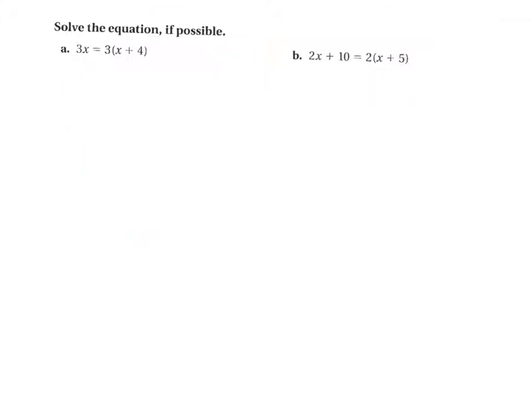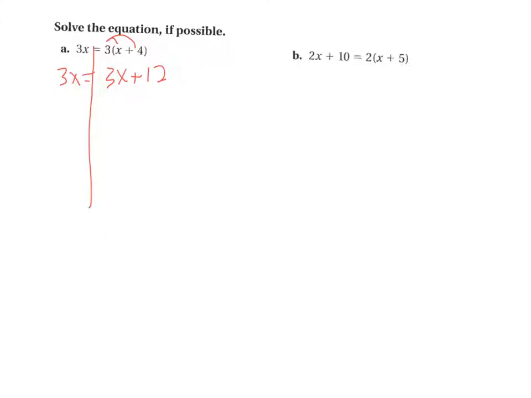Sometimes when we have a variable on both sides, some funky things can happen. So let's see some of those possibilities with these next two examples. In example A here, we have 3x equals 3 times x plus 4. We can distribute this 3 to start. Just draw my line. And I have 3x equals 3x plus 12.